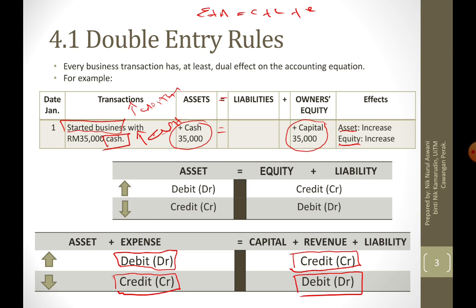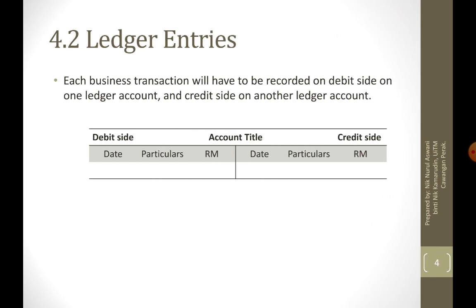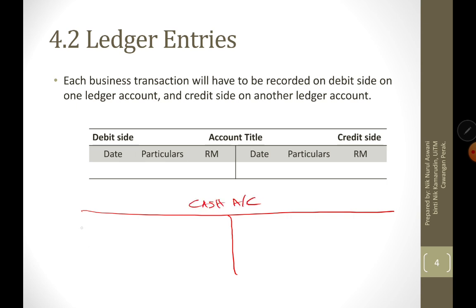Okay, when we want to record it, each business transaction will have to be recorded on the debit side or credit side. Okay, this is the account. The simple account will be like this. Title of the account, let's say cash account. Then we have the date here, 1st January. Particulars, if I refer to the previous example, is capital.